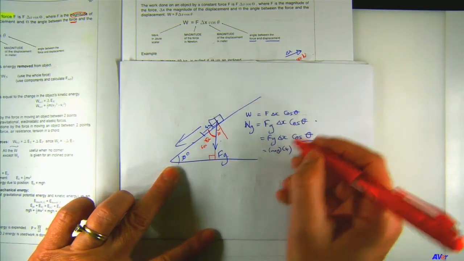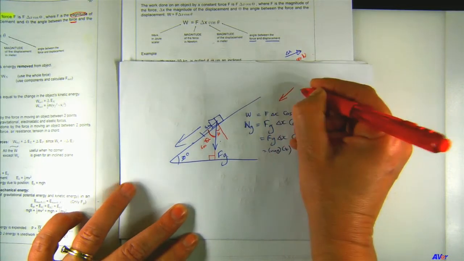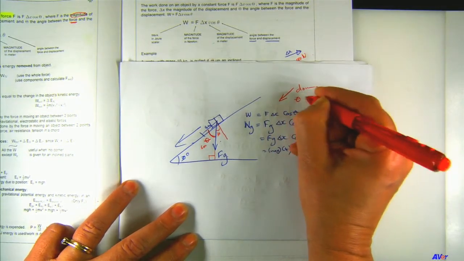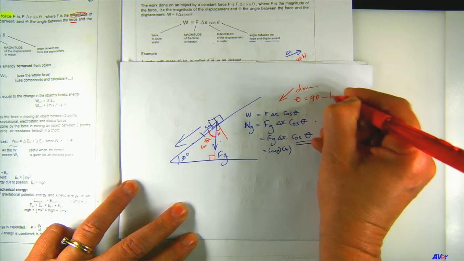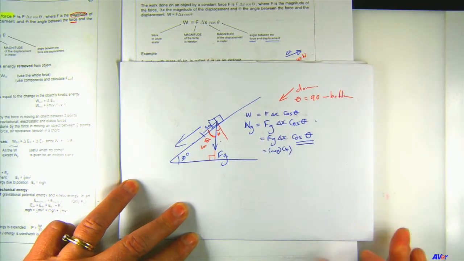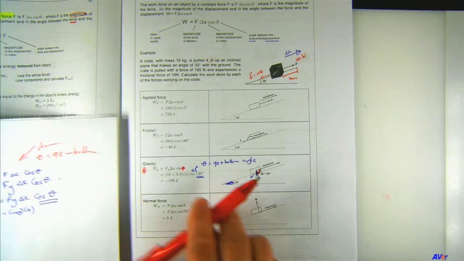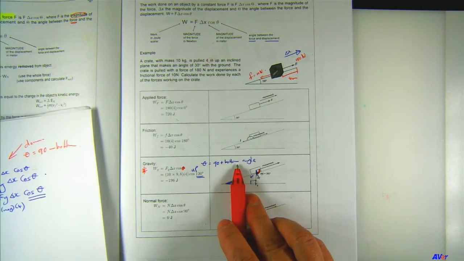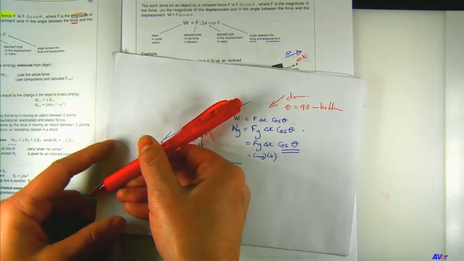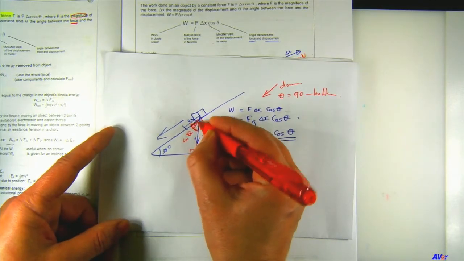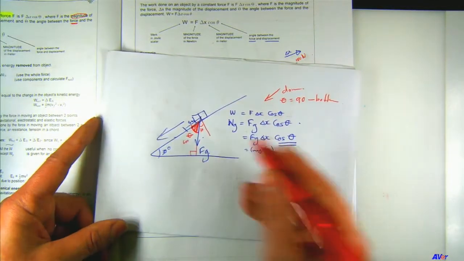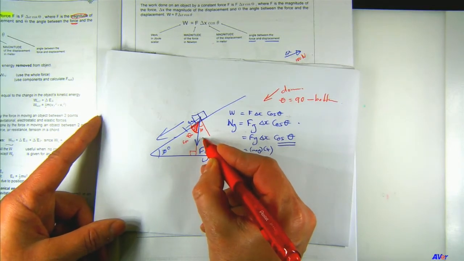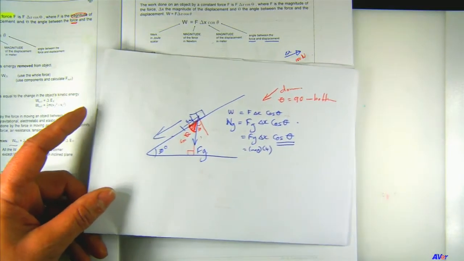So what you can say is when you're moving down the plane, then theta will always be 90 minus the bottom angle. If you are moving up the plane, then theta should be 90 plus the bottom angle. But if you're moving down the plane, then you're looking for that angle, and that will be 90 minus the bottom 30. Okay, and that makes it easier. Right. Okay. So that was for gravity.